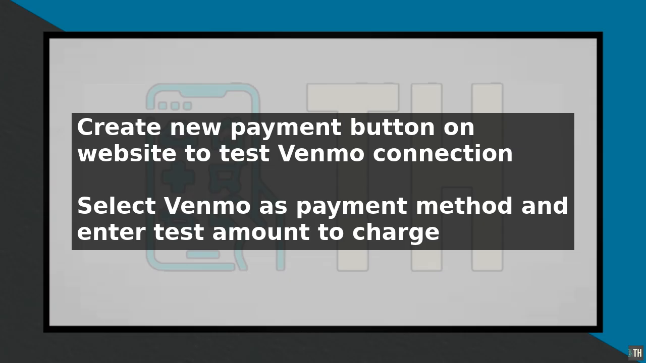Select Venmo as the payment method and enter the amount you want to charge. Click on the Pay button to test the payment process. If the payment is successful, you have successfully connected your Venmo account to your Squarespace website. You can now use Venmo to accept payments on your website.